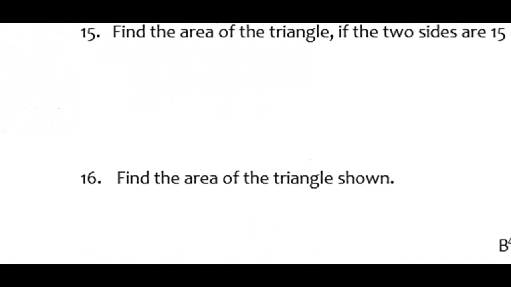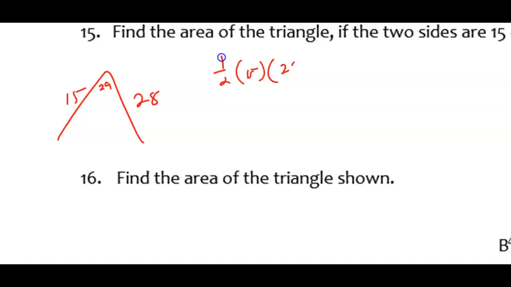Now right here, more area. It says find the area of the triangle if the two sides are 15 and 28 with an included angle of 29. So 15, 28, 29. 1/2 times 15 times 28 times sine of angle 29. And when we punch that in, we get the area equals 101.8 centimeters squared.